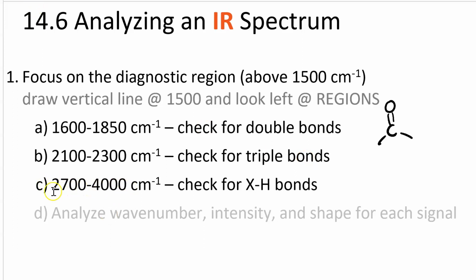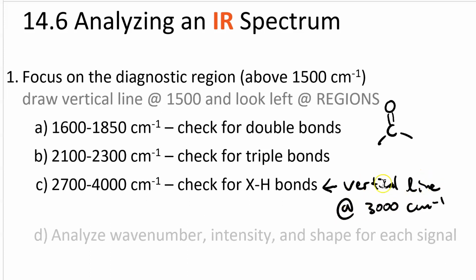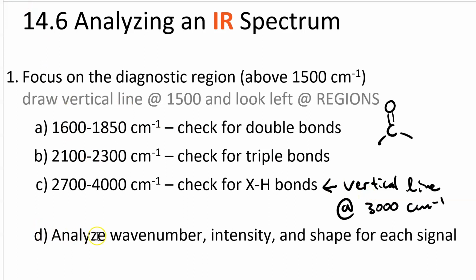In the region that's 2700 wave numbers to 4000 wave numbers, check for bonds to hydrogen. These are at high wave number again because of the small reduced mass. Here it's helpful to draw a line at 3000 wave numbers. We'll come back to how to use this vertical line. And then of course you analyze the wave number, the intensity, and the shape for each signal.